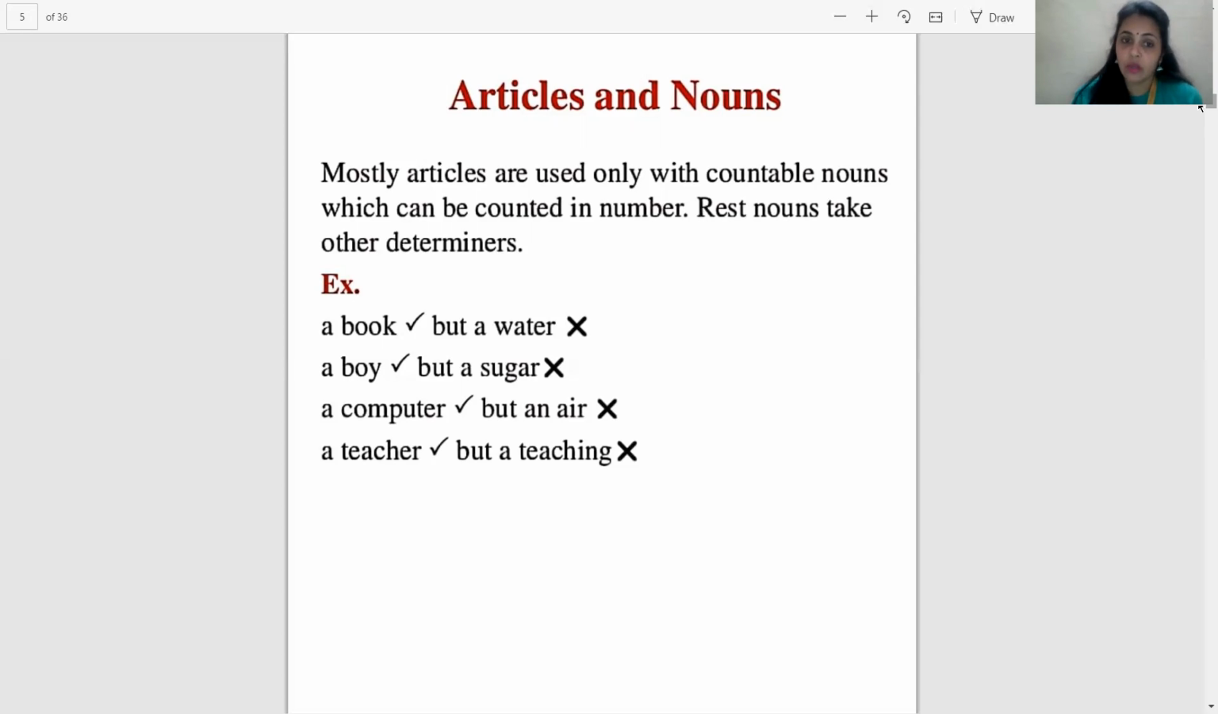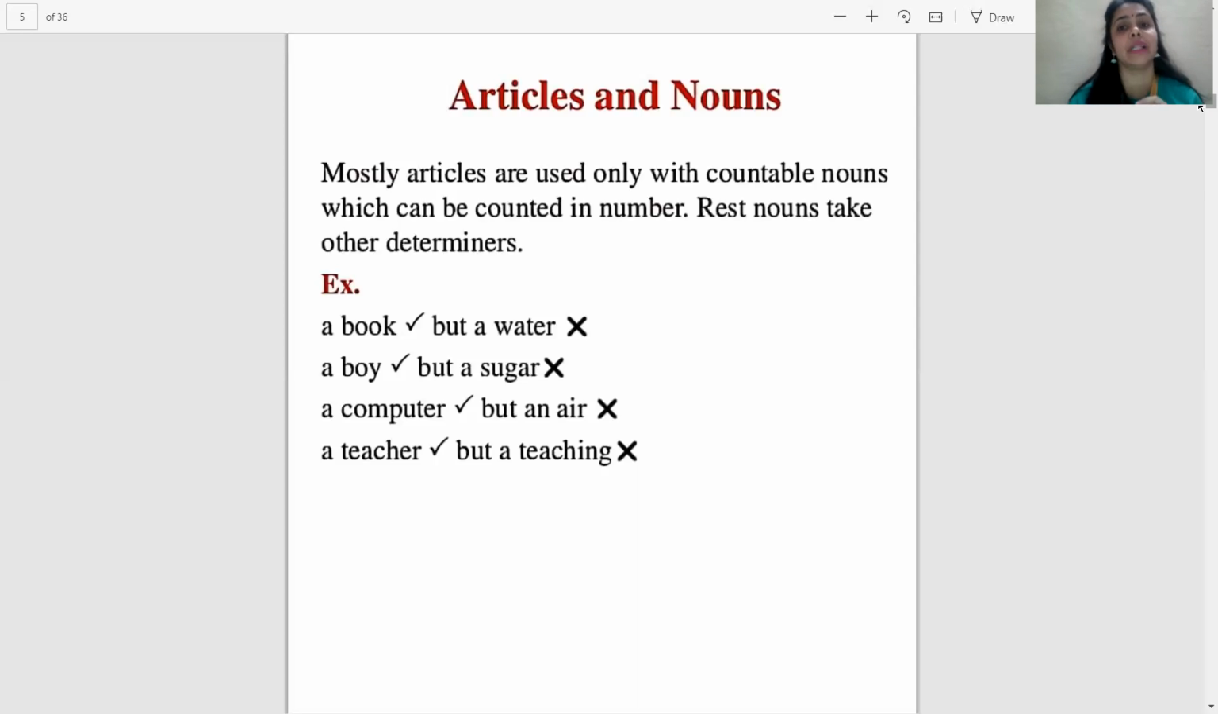In this way we can count, but sugar we cannot count. A computer, of course, can be counted, but the air around us we cannot count. A teacher can be counted, but teaching means the process; we can feel it, but we cannot count it. That is why a teacher gets the article a, and teaching, it's wrong. Clear?